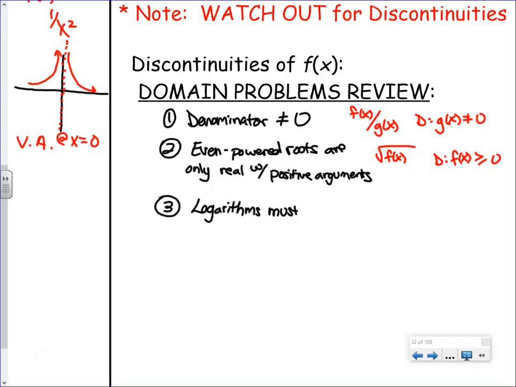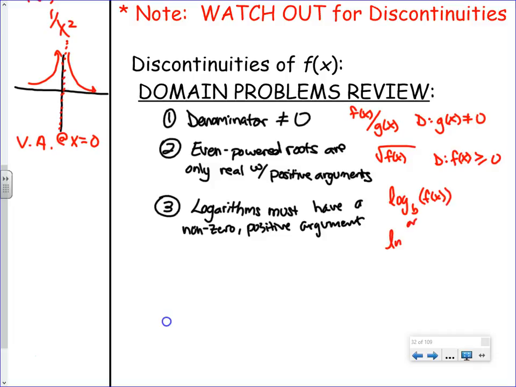Logarithms must have a non-zero positive argument. What does that look like? A lot like the even-powered roots, but different. If I have any logarithm, base b, of a function, or you can think of any natural log, because he's the one that hopefully we'll see more, because we don't like the normal logs because they have yucky derivatives. Whoever is inside must be greater than 0.